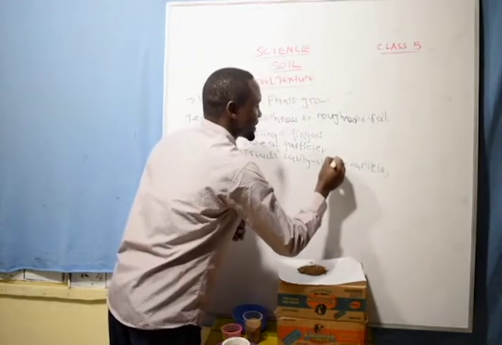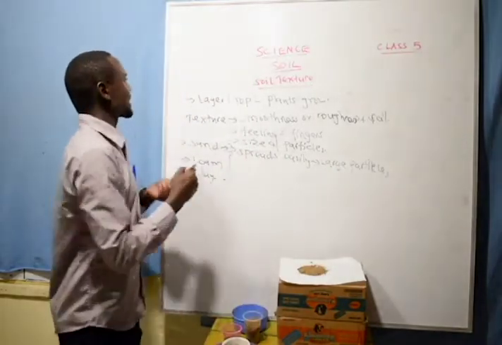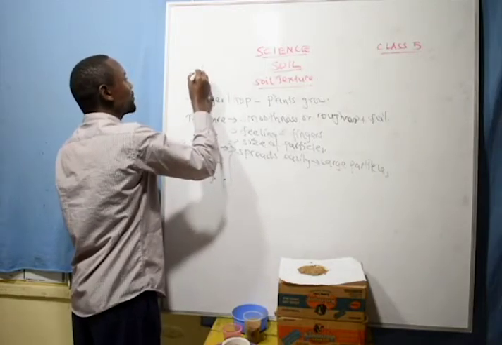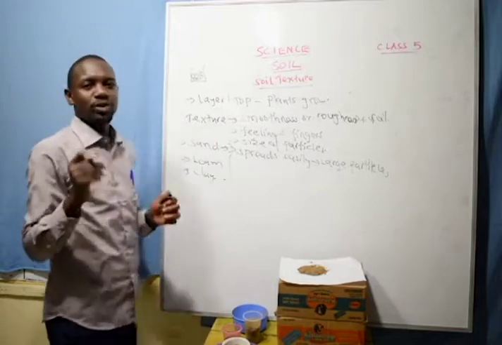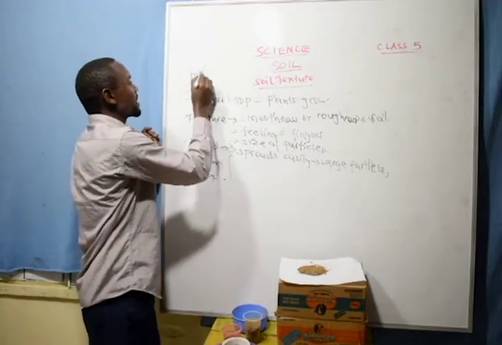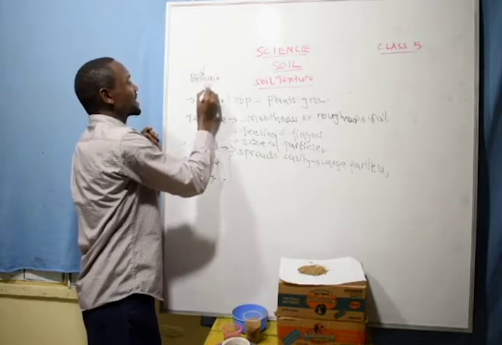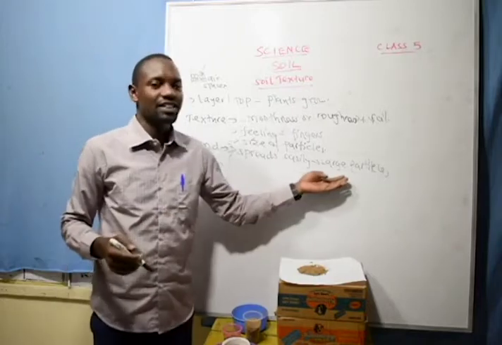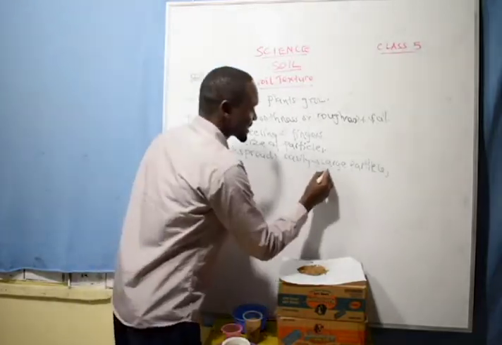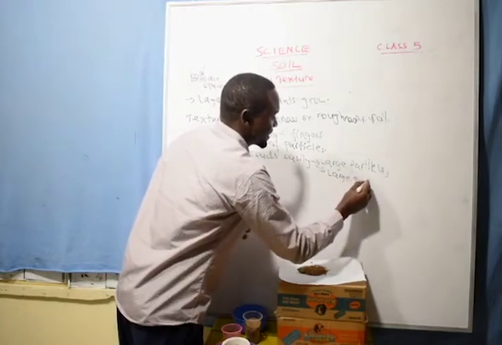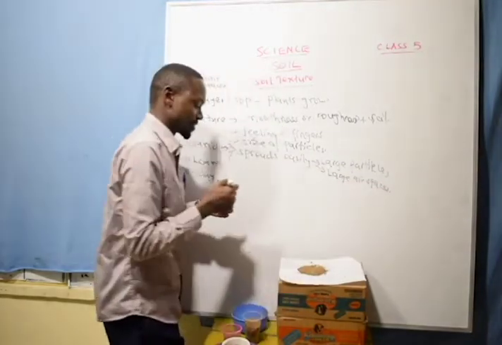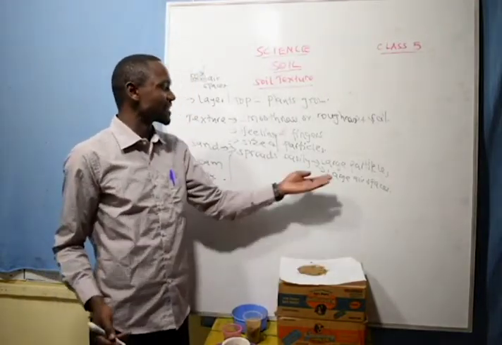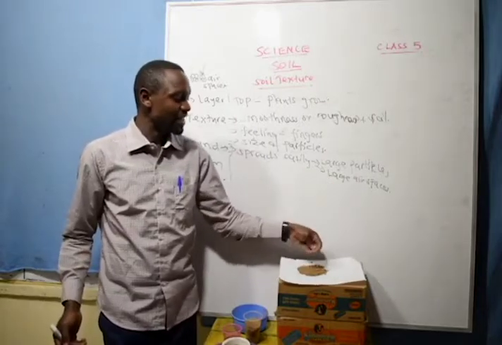If it has large particles, we have some spaces between the particles. These spaces between the particles are called air spaces. In case the soil has large particles, that means it has large air spaces. Now that is sand soil. When you pour it on a piece of paper, it spreads easily because it has large particles and large air spaces.